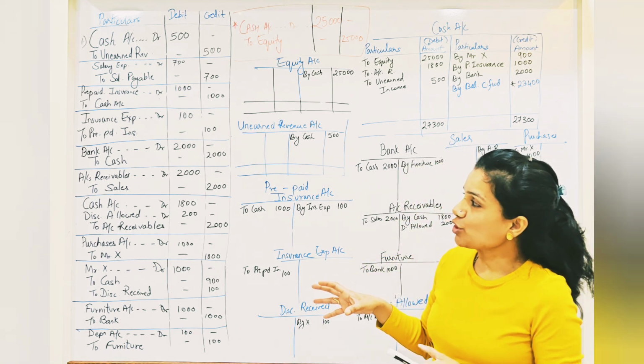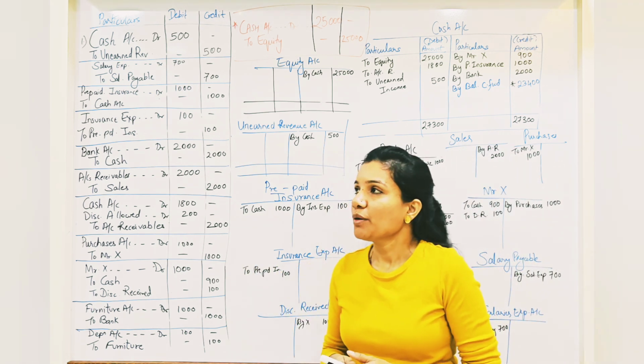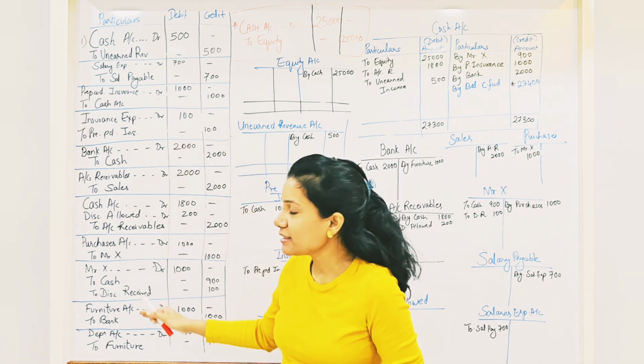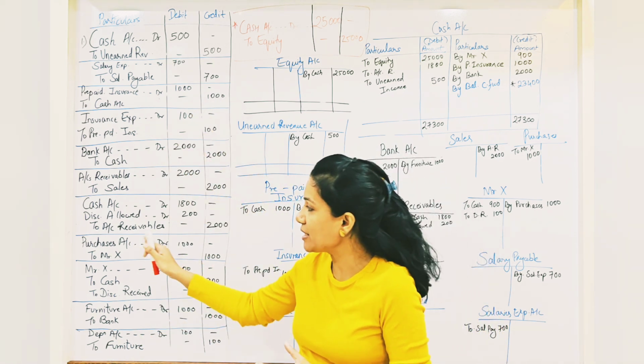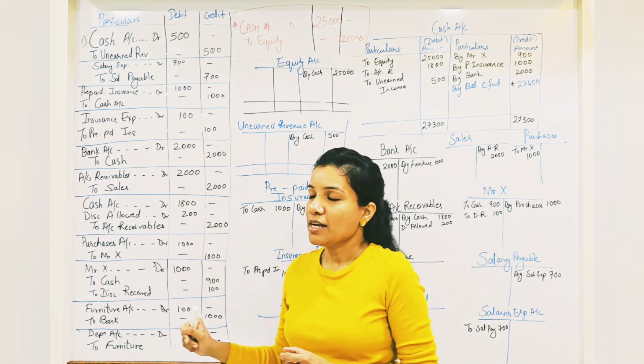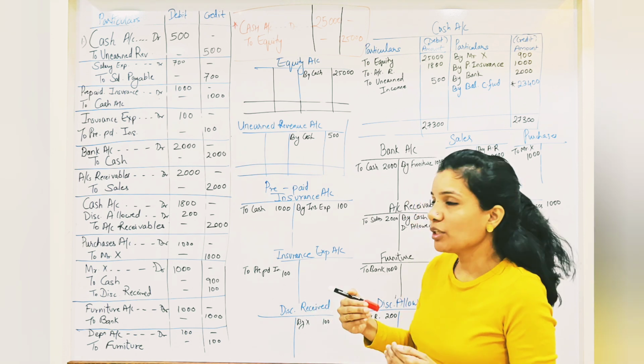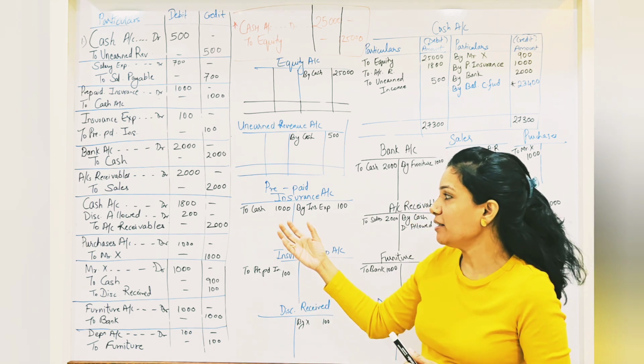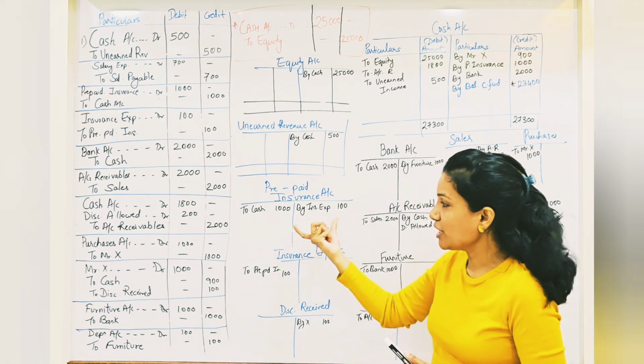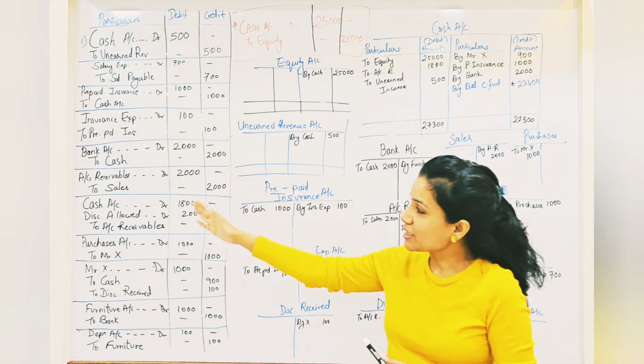This is a continuation of the second video where we passed the journal entries and understood the logic behind debiting or crediting the accounts. Now, in the third video, we'll go a step ahead and we will prepare the ledger accounts or the T accounts from the same transactions.